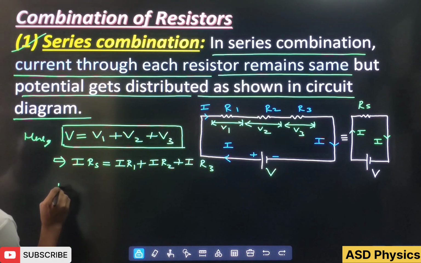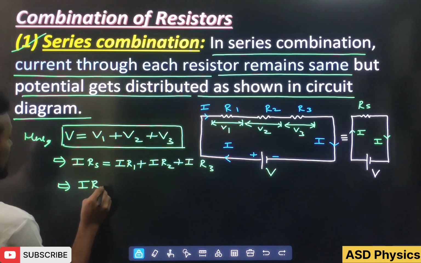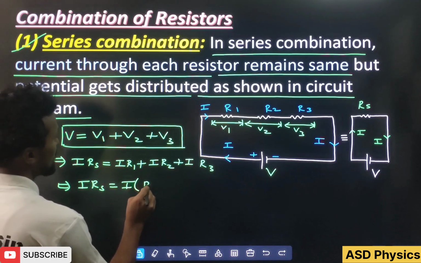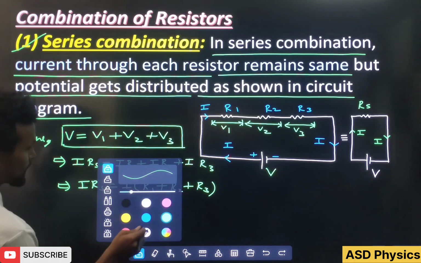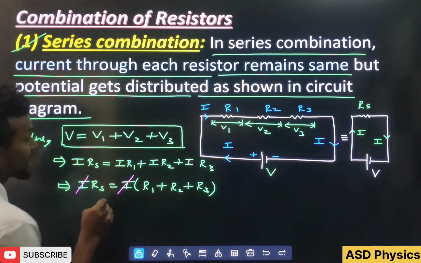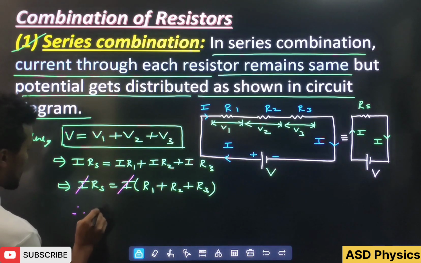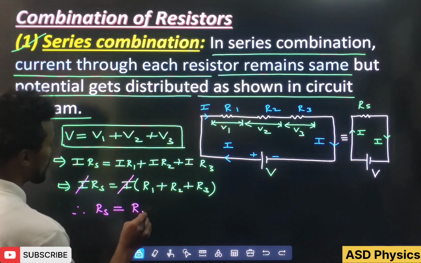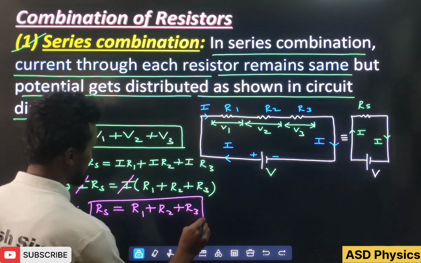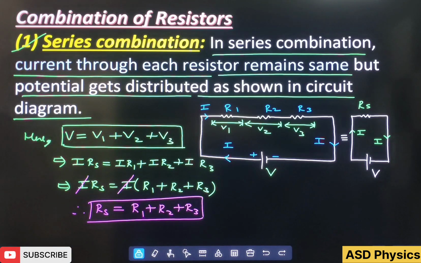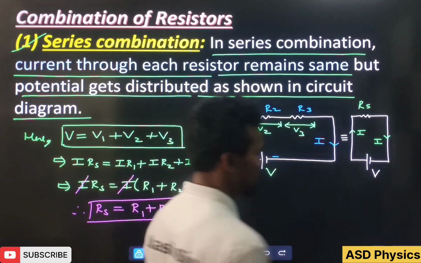Okay, so from here we can write IRS is equal to, I is common, I times R1 plus R2 plus R3. Then what will happen, students? On both sides, I and I will cancel out. That means RS equals R1 plus R2 plus R3 for three resistors. If there are two resistances, RS equals R1 plus R2. If four resistors, RS equals R1 plus R2 plus R3 plus R4. Like this it will go ahead.